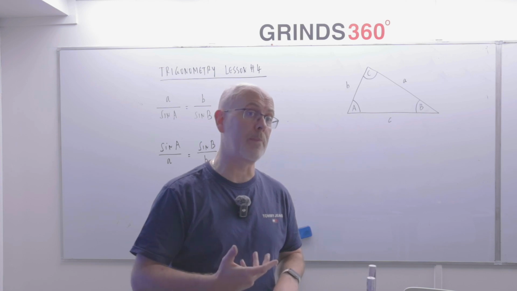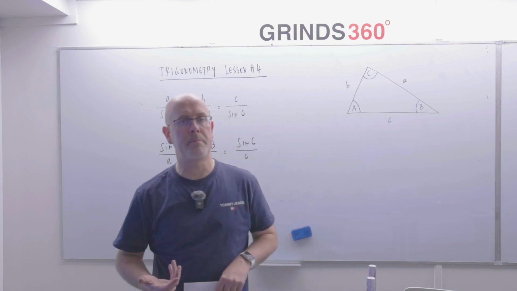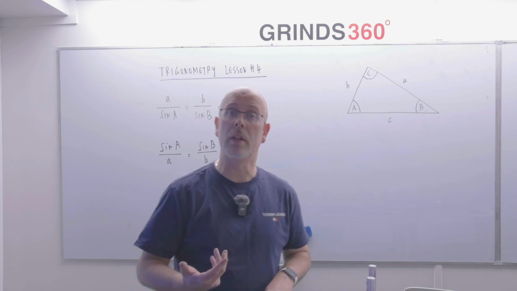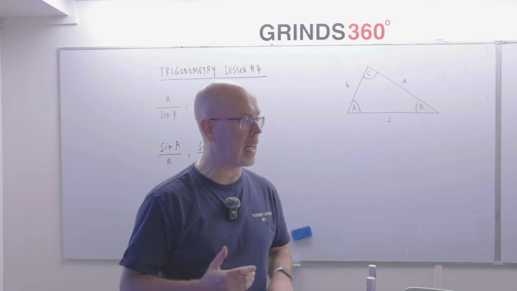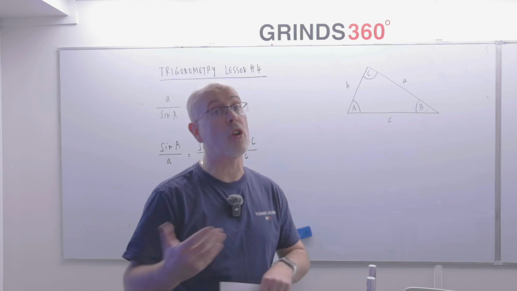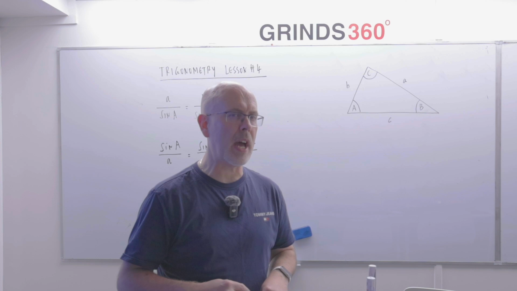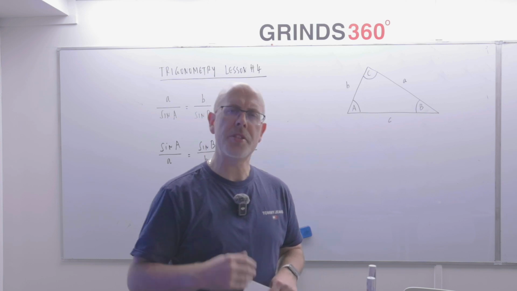The first one of these techniques we're going to have a look at is the sine rule. So the sine rule is a technique for finding a missing side or a missing angle, and it works whether the triangle is right-angled or not. So how can that be the case?